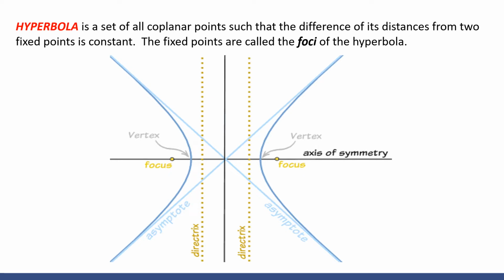For today's topic, ang ating paksa ay tungkol sa hyperbola. And when we say hyperbola, it is a set of all coplanar points such that the difference of its distances from two fixed points is constant. The fixed points are called the foci of the hyperbola. A hyperbola, like the ellipse, has two axes of symmetry, two vertices, two foci, and two lattice rectum.